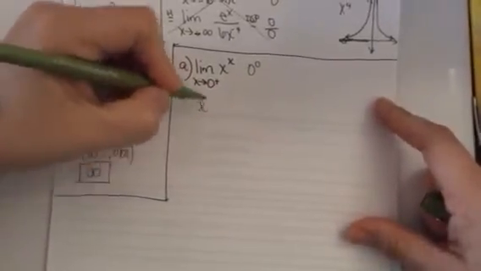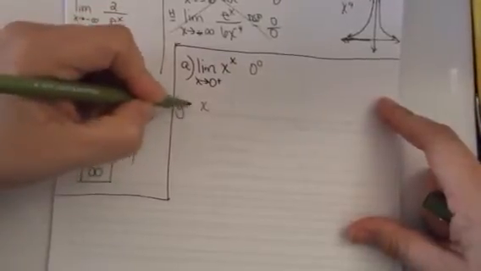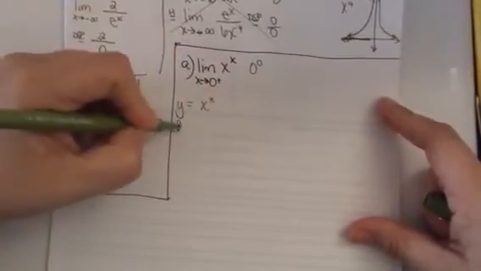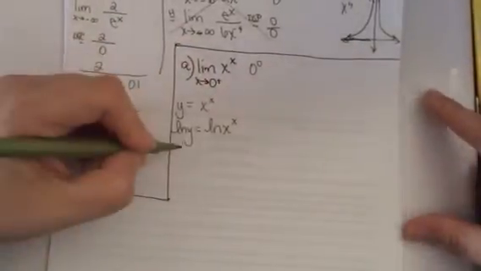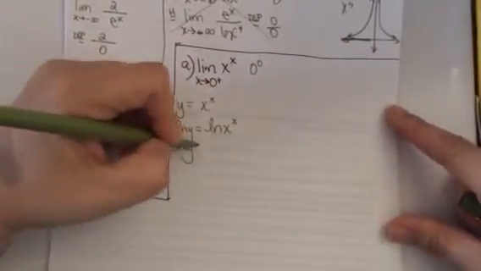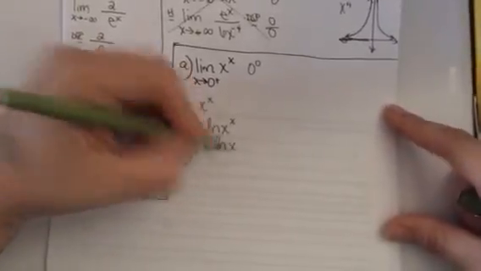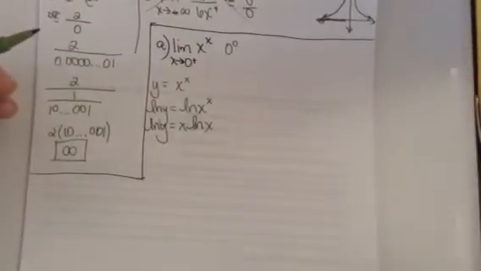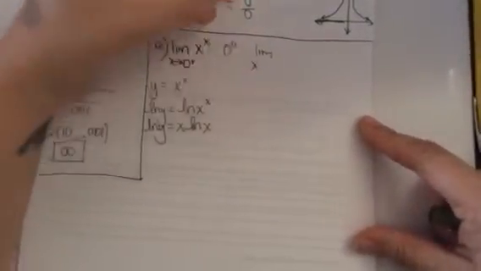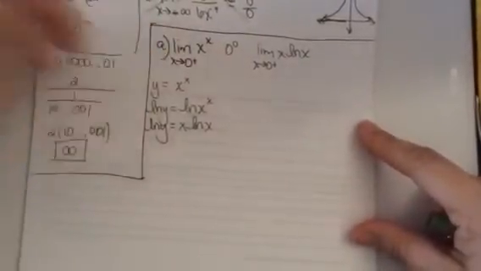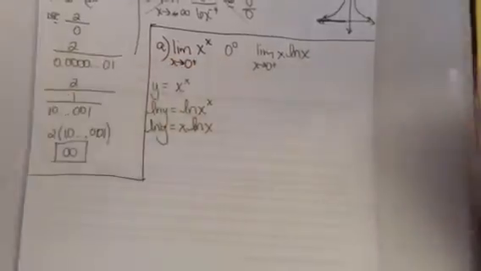So let's take our function, and let's take the natural log of both sides. And that allows us to move that exponent in front. And now I can make it into a fraction. So I'm going to actually take the limit of this natural log thing, and it's going to lead me to the limit of the thing without the natural log.